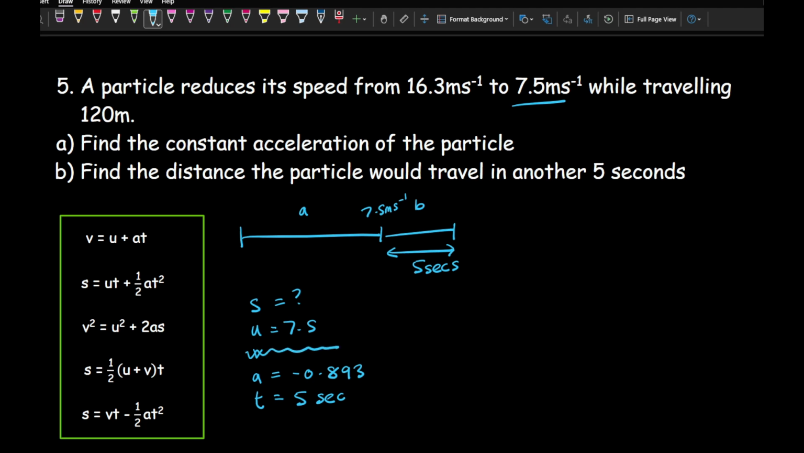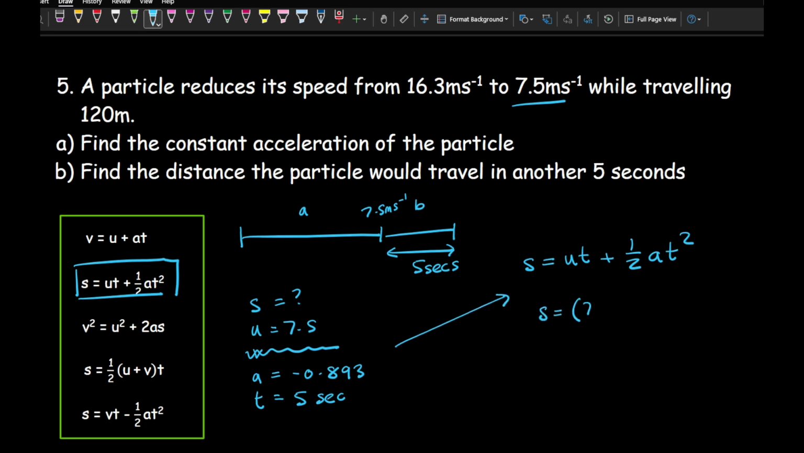So I'm not going to be using V. So which formula uses S, U, A and T? Well, it's going to be this one here. And so using that formula, if I write that down, S equals UT plus a half AT squared. Substituting those numbers in, I get S equals 7.5 multiplied by 5 plus 0.5 multiplied by A, which is minus 0.893, multiplied by T squared, which is 5 squared. So plugging that all into my calculator, I get an S value of 26.6, and that's to 3 significant figures. Now it's worth just checking that all my distance units are in meters, so that's going to be in meters as well.